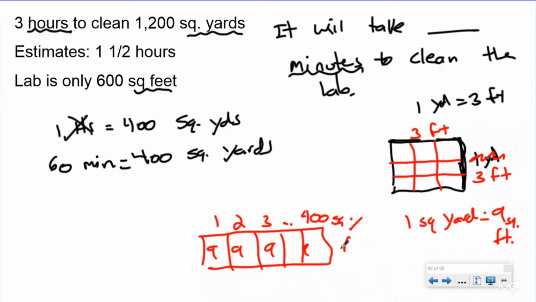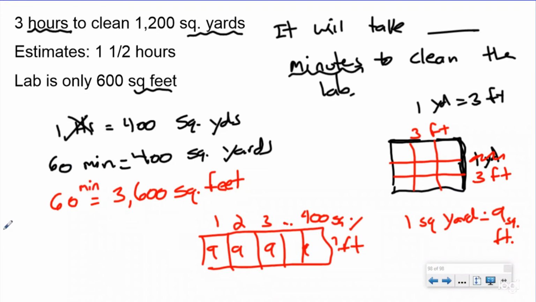So how many square feet is 400 square yards? So I'm going to do 400 groups of 9. That's a repeat addition multiplication question. So 400 times 9 is 3,600 square feet. So I just converted square yards to square feet by multiplying by groups of 9.